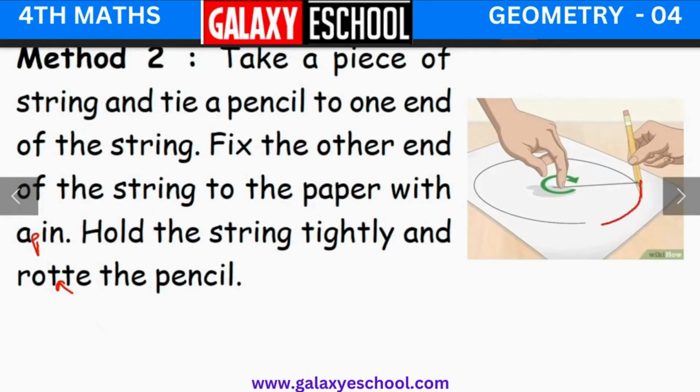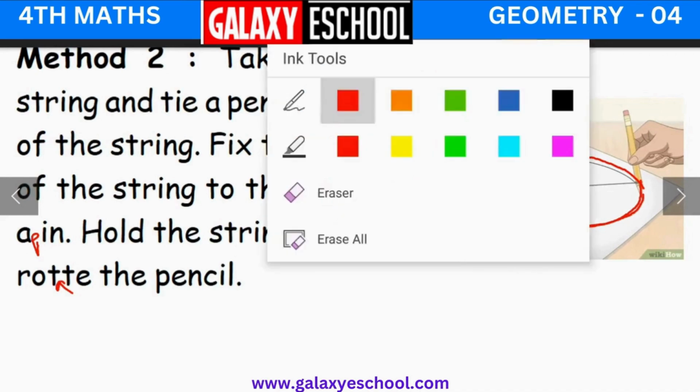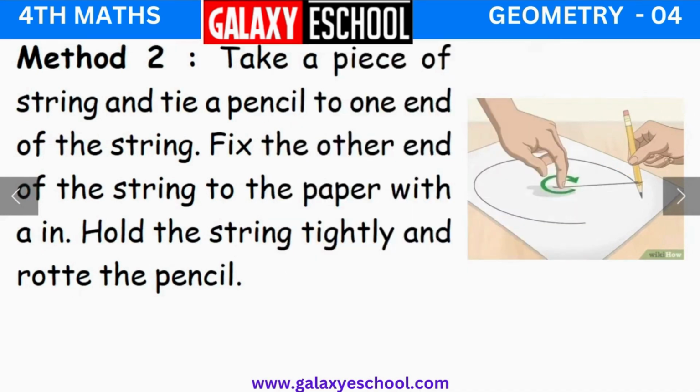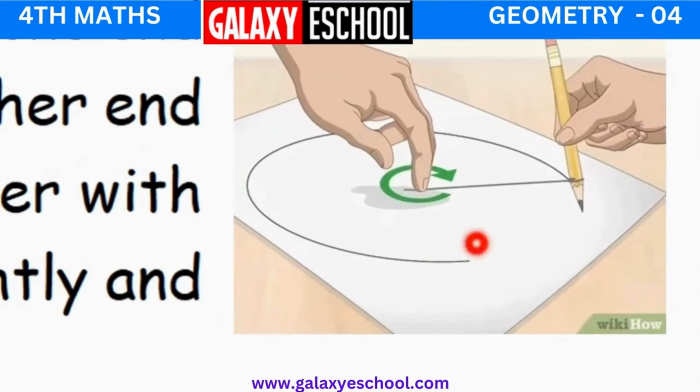See, the pencil will move like this, so in the same line the pencil will draw. When the circle completes, we will get a complete circle. When we complete the rotation, we'll get a complete circle. What is this method, children? It is done with the help of a string or a piece of thread. You can try this at home. Take a piece of thread.